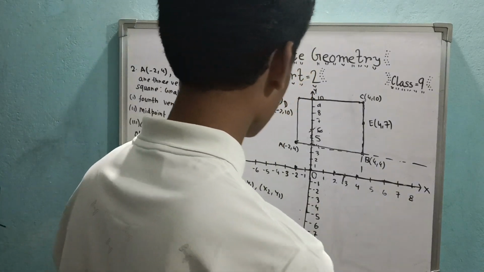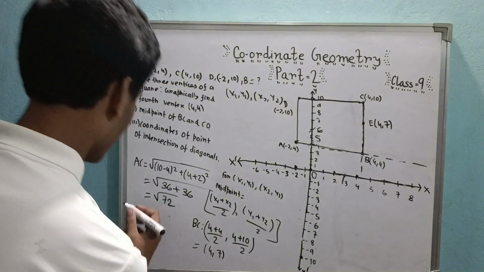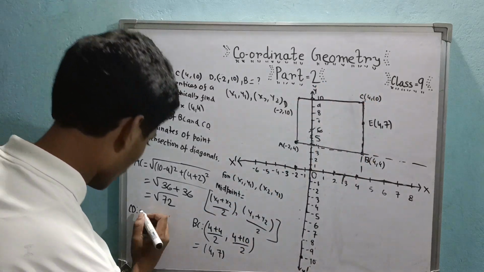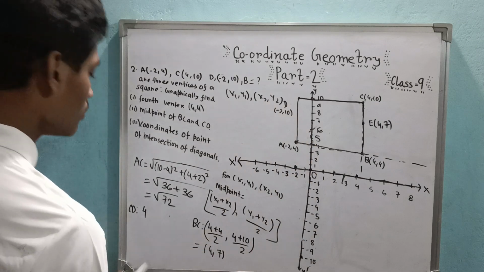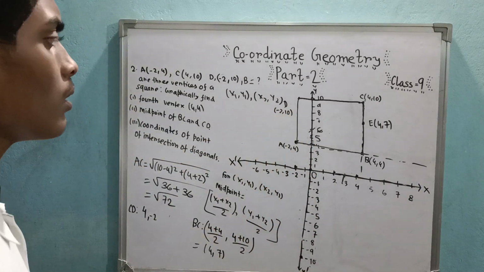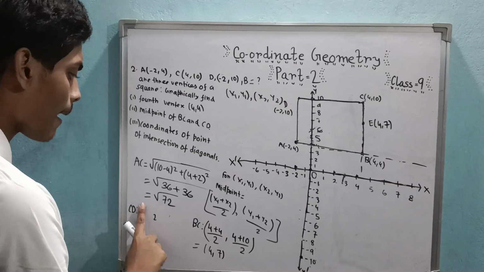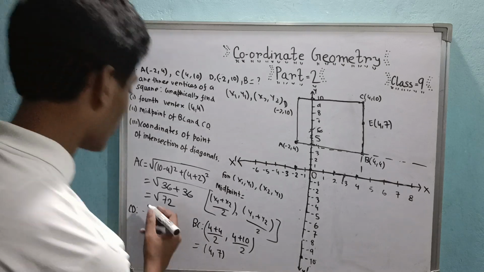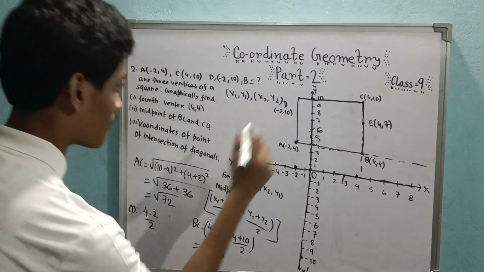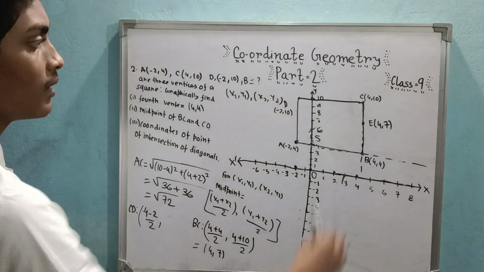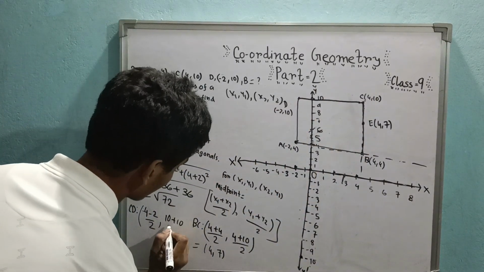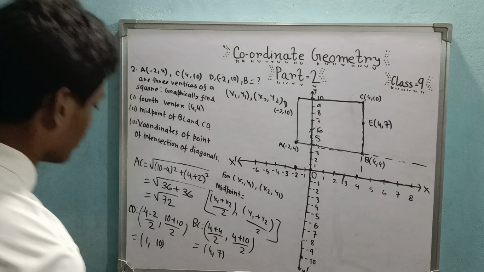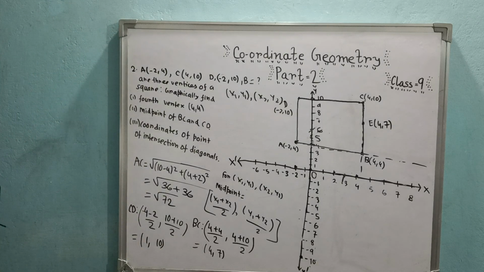So what can be D's midpoint, CD's midpoint? Similarly, CD's midpoint will be again x1 for CD, 4, x2 for CD, minus 2. x1 and x2 are the abscissas of both the points. You add the abscissas and divide by 2, and add the ordinates and divide by 2. That's the midpoint. So 4 minus 2 by 2, and 10 plus 10 by 2, which is 10. So 4 minus 2, 2 by 2, 1 comma 10. So the midpoint of CD is 1 comma 10.